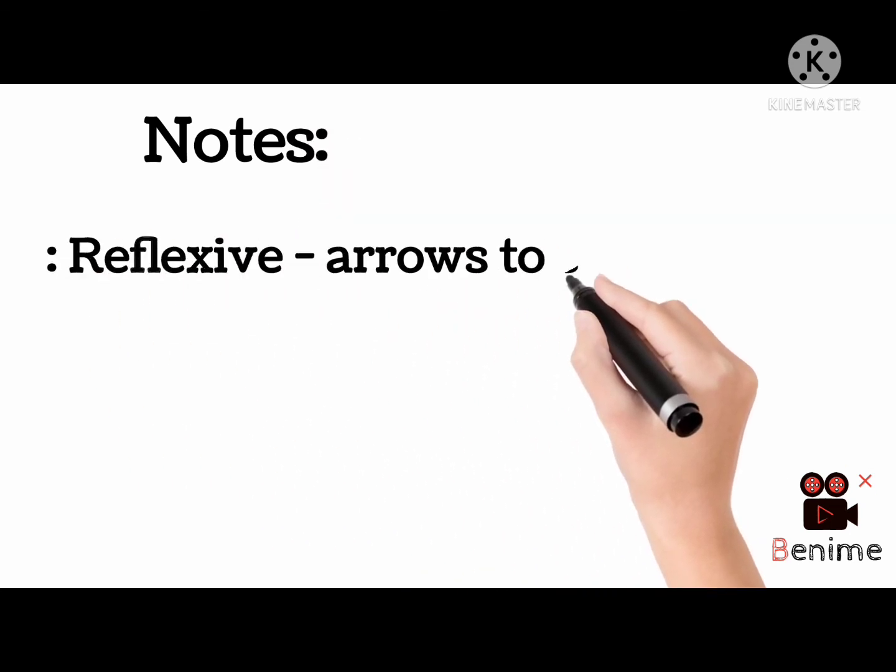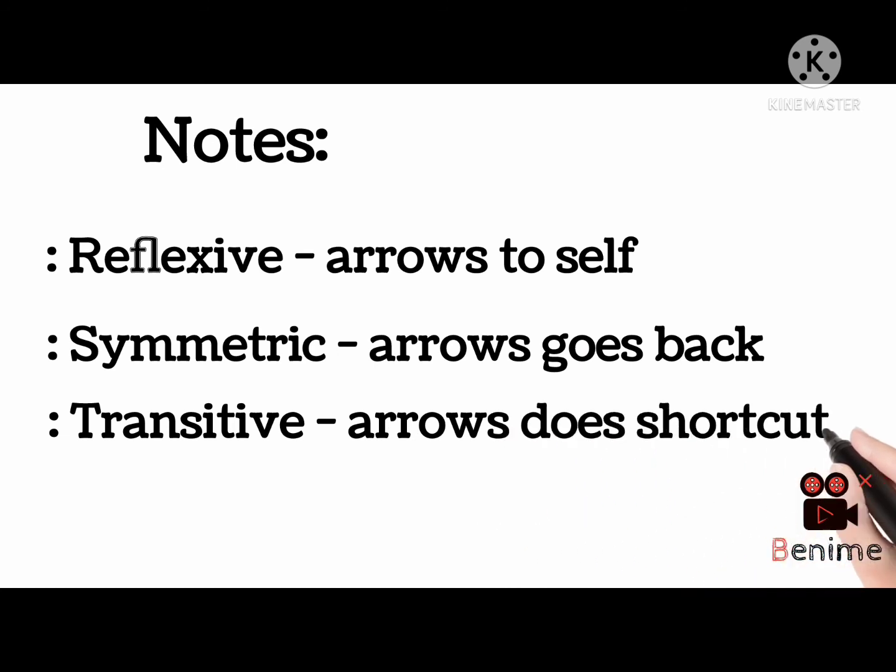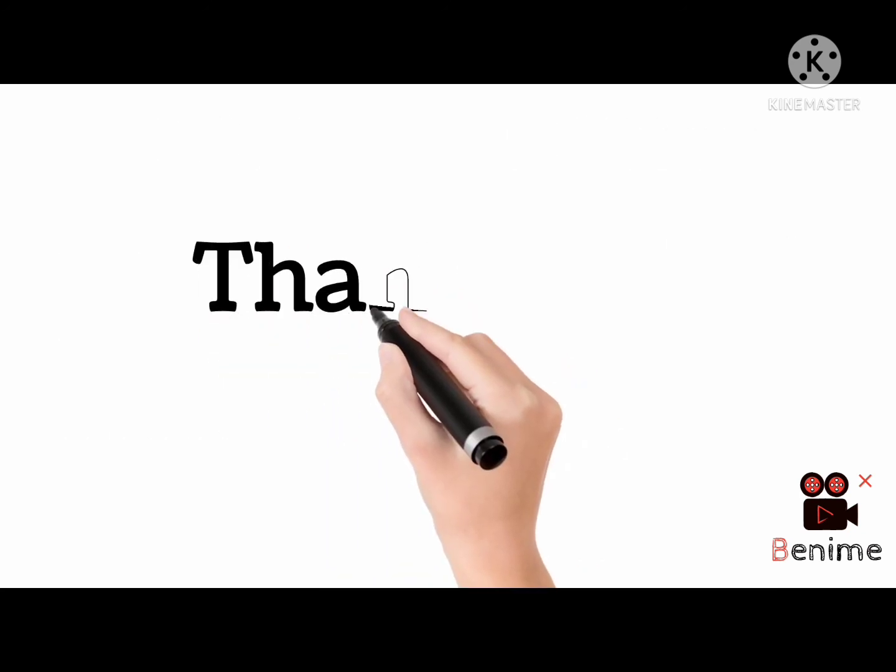So take note, in reflexive, the arrows go to itself, while in symmetric, the arrows go back, and in transitive, the arrows do the shortcut. Okay, so don't forget this, and that's all.